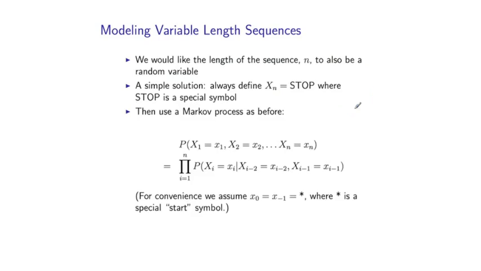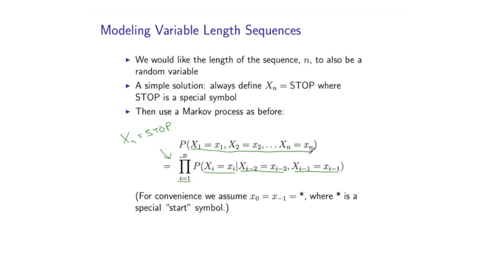And then we can use a Markov process exactly as before. We can say that this joint probability is equal to a product of terms, i equals 1 to n. At each point, we condition the value for the ith random variable on the previous two random variables. And we're just assuming that xn is equal to STOP. So we now have a way of writing down the probability of a sequence for any length. We get a distribution over all length sequences.